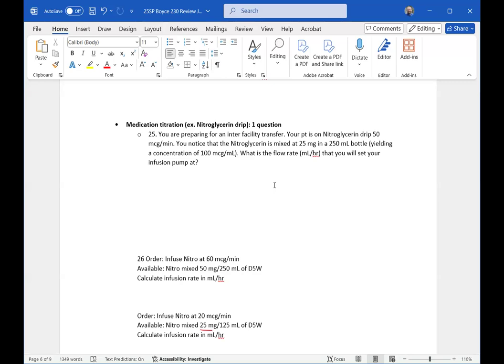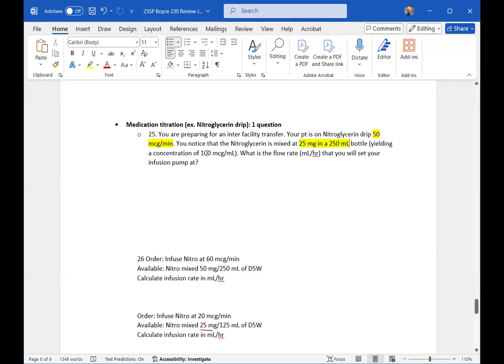So it says you're preparing for an interfacility transfer. Your patient is on a nitroglycerin drip, 50 micrograms per minute. You notice that the nitroglycerin is mixed at 25 milligrams in a 250 mL bottle.